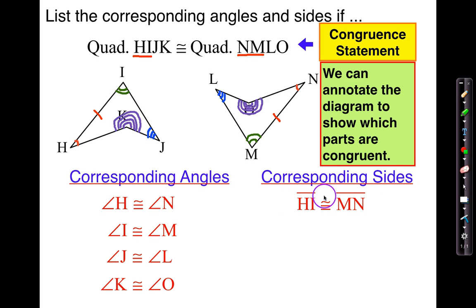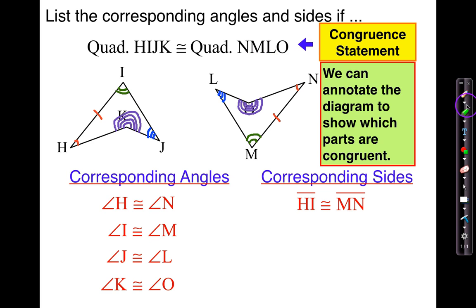Okay, so notice also we are using this bar right on top of the variables to indicate that it is a line segment, the same way we use this shape that kind of looks like an angle to represent that it's an angle.